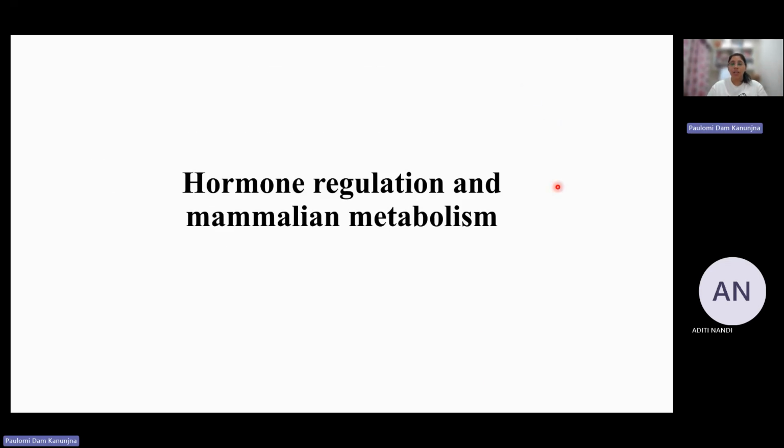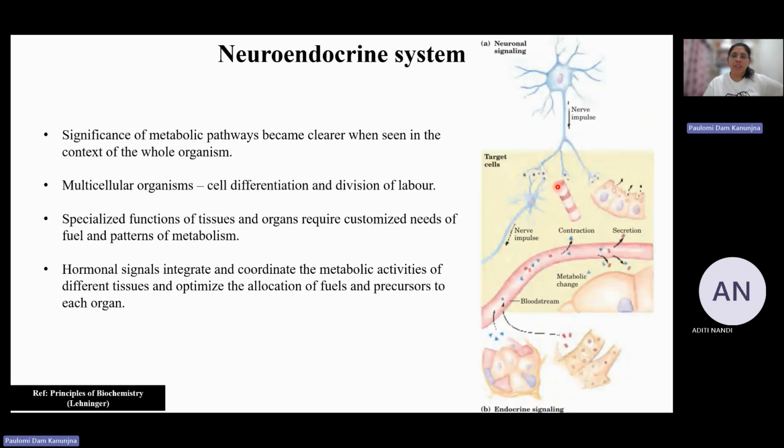Right. All right. So we'll begin with the neuroendocrine system, which we are all very much aware of. It's basically the junction where neurons and the endocrine cells or endocrine system come together for the formation and transport of these hormones, which are very important, which have specialized functions in different tissues and different organs, right? So these hormone signals integrate and coordinate the metabolic activities of different tissues, and as we will see, they are important for several functions, like for your food or for your digestion. Hormones have very vast roles, right?